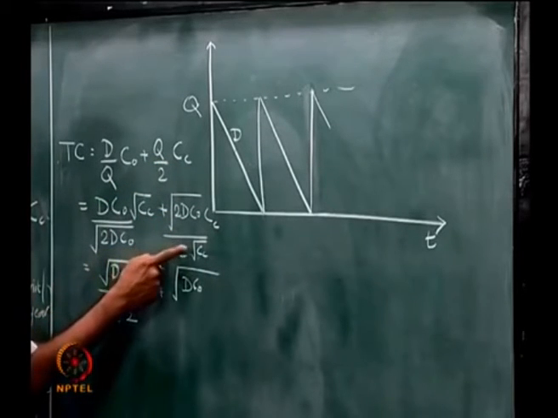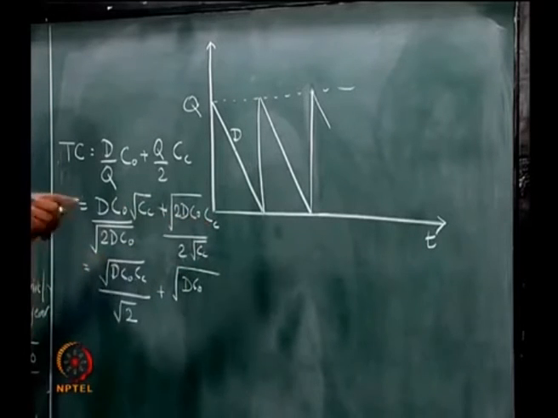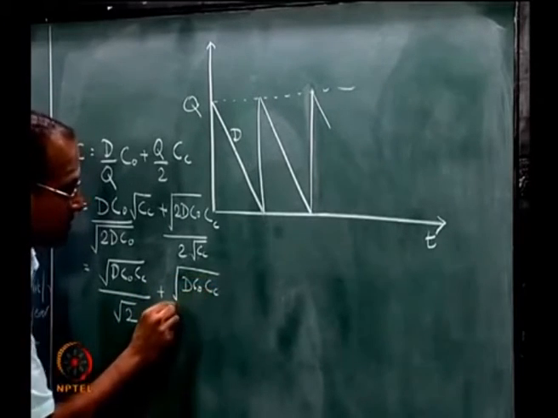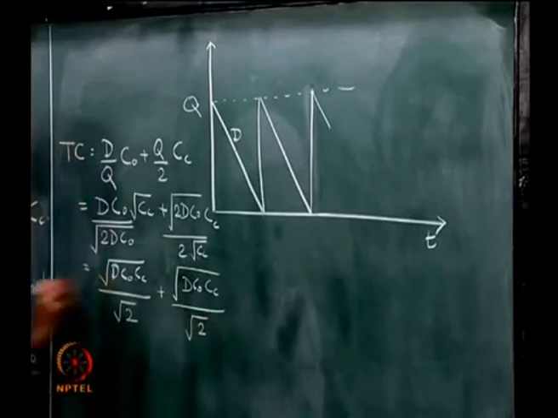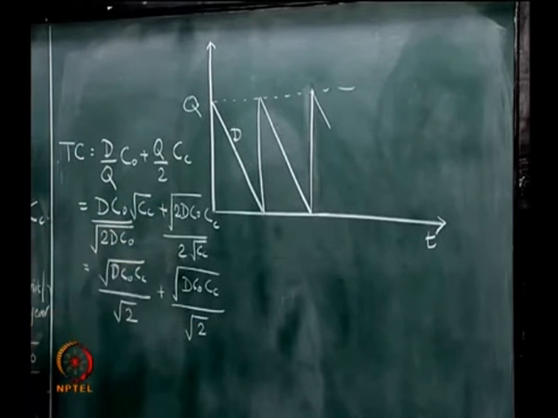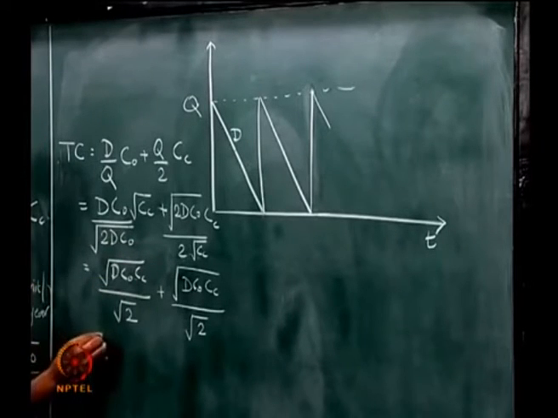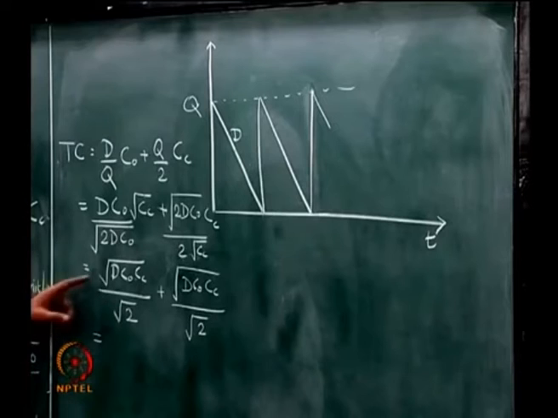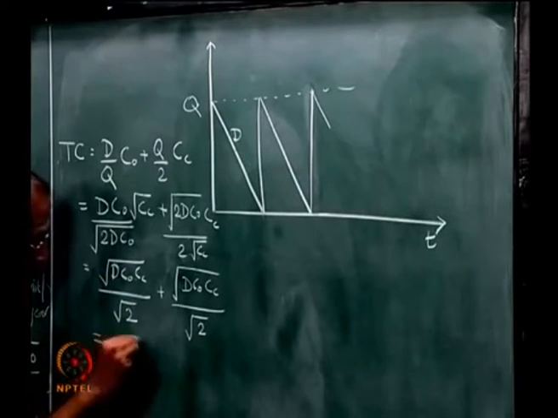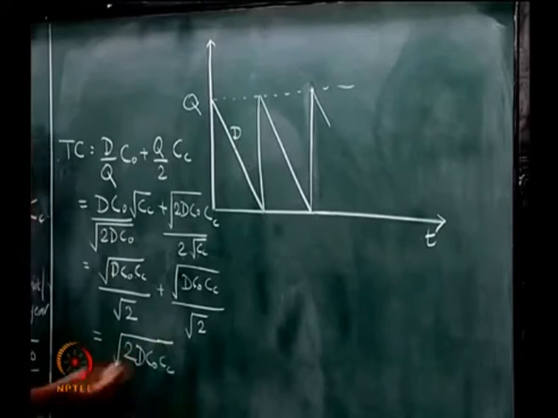So, on simplification this root over C C and this C C will cancel to give another root over C C. So, root over D C naught C C divided by root 2, because there is a root 2 here, there is a 2 here. So, we get this expression. This on further simplification will give you 2 times root of D C naught C C by root 2, which will give us root over 2 D C naught C C.